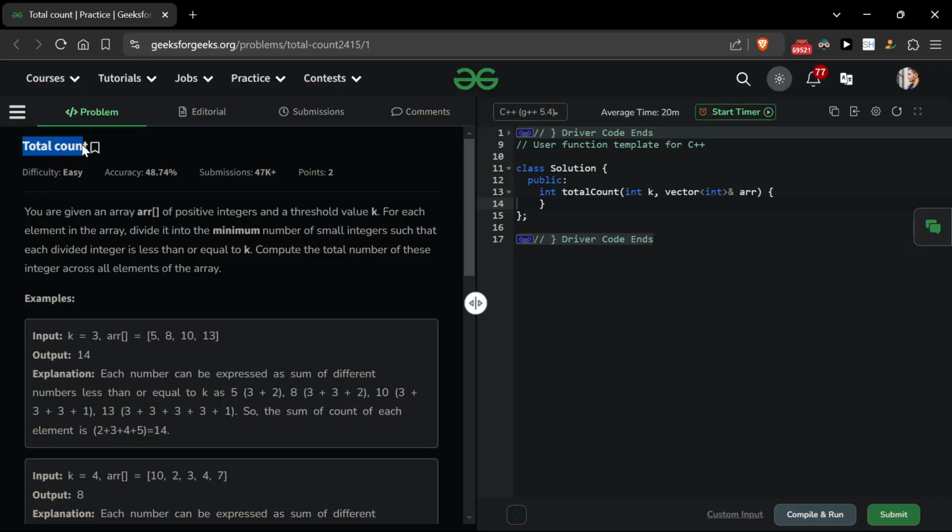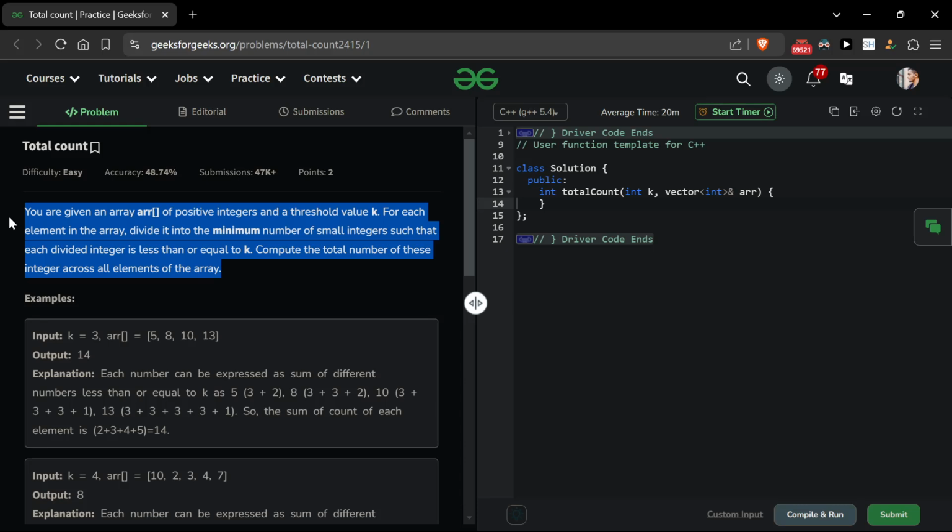Here we go. We have a question, total count. You are given an integer array, a positive integer, and a threshold k. For each element, divide it into the minimum number of smaller integers such that each divided integer is less than or equal to k. So we need to compute the total number of these integers across all elements. This description is a bit tricky.